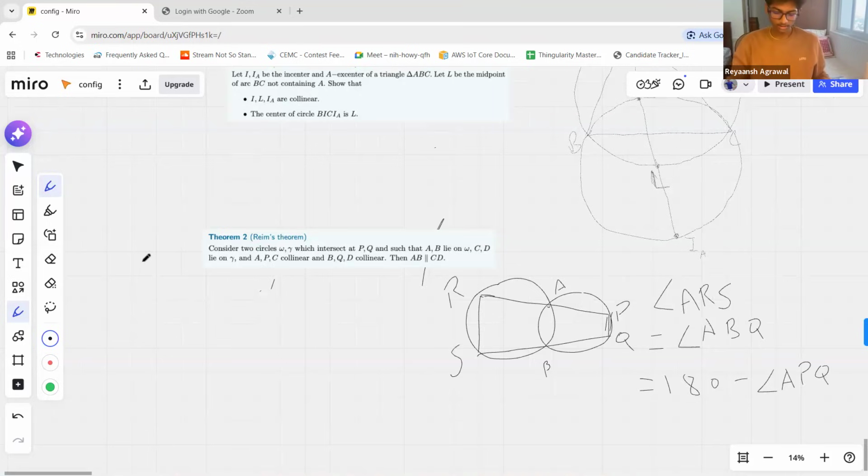Honestly, Reim's theorem is a config that you wouldn't really write in a write-up, but it's more of a config that you should know so that you can recognize it in a diagram. So I would not recommend writing this in a solution because it's basically just a two-step angle chase. But it's good to know if you can recognize it in a diagram.